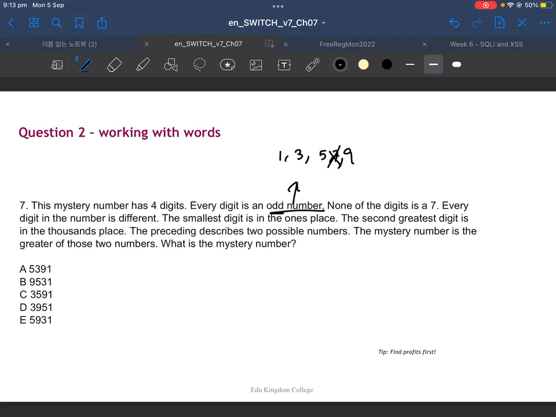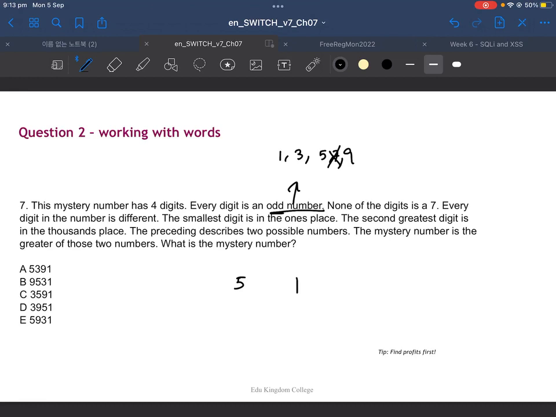Great. Then the smallest digit is in the ones place. Okay, first rule. The smallest digit, which is 1, is in the ones place. Great. The second greatest digit, which would be 5, is in the thousands place. So because we know it's a 4 digit number, we know that the 5 is the first digit that comes out. The preceding describes the 2 possible numbers.